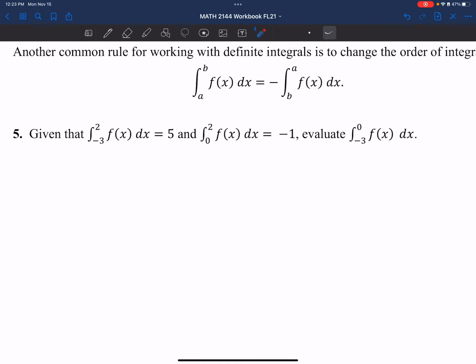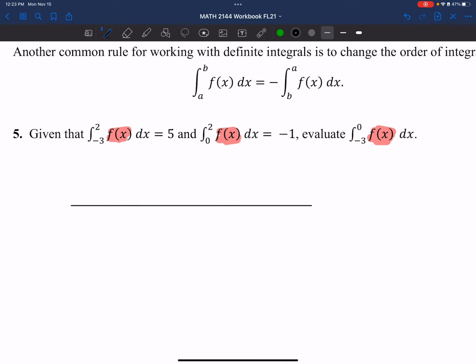Given that the integral from -3 to 2 of f of x dx is equal to 5, and given that the integral from 0 to 2 of the same function, notice here again, same function, f of x is equal to -1, evaluate the integral from negative 3 to 0 of f of x dx. So how are we going to approach this? Well, we don't know what f of x is, but we do know what the area would be equal to considering parts of the x-axis. So let's just kind of set this up a little bit.